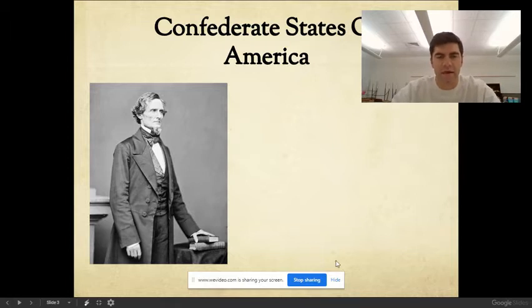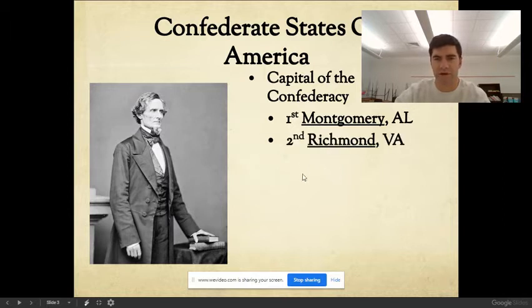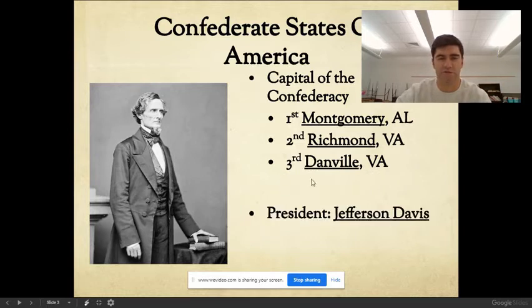And a lot of battles will follow the Confederate victory at Fort Sumter. The majority of the fighting throughout the Civil War is going to take place in the South. The Confederate capital is actually going to change 3 times throughout its history. It's going to originally begin in Montgomery, Alabama. Then it's going to get moved to Richmond, VA. And once Richmond, VA falls during the Civil War, it gets moved to Danville, Virginia.